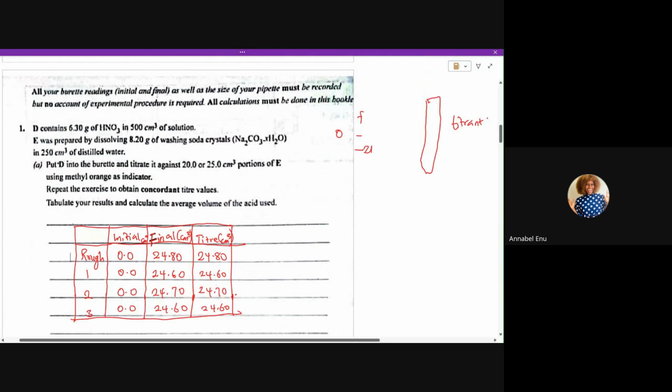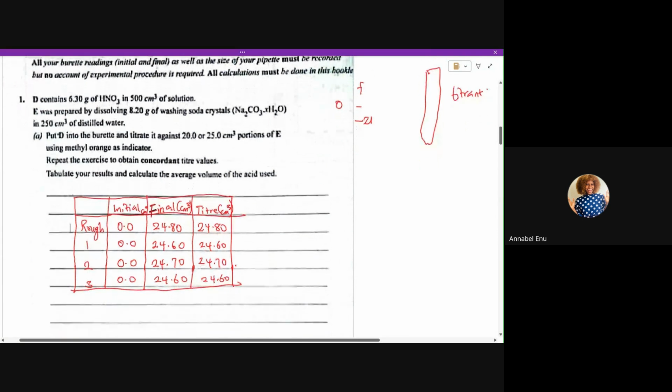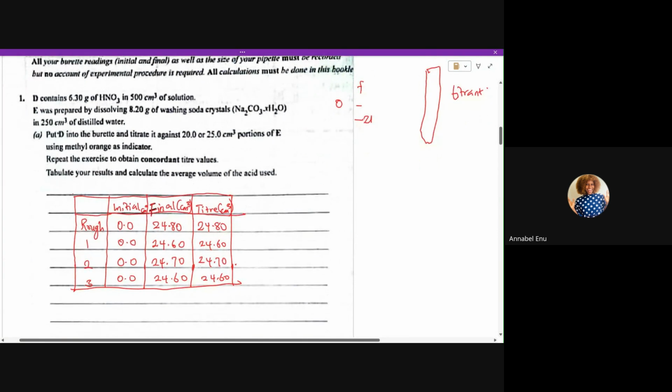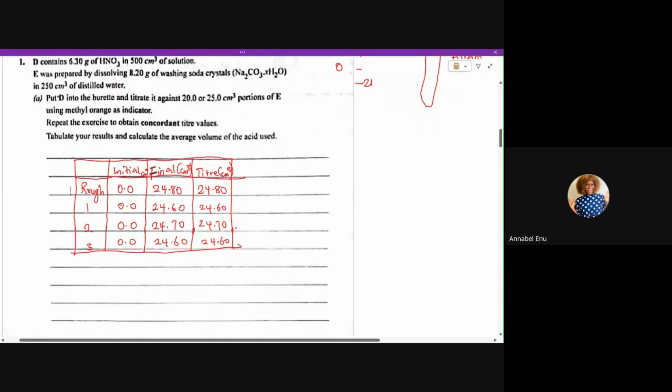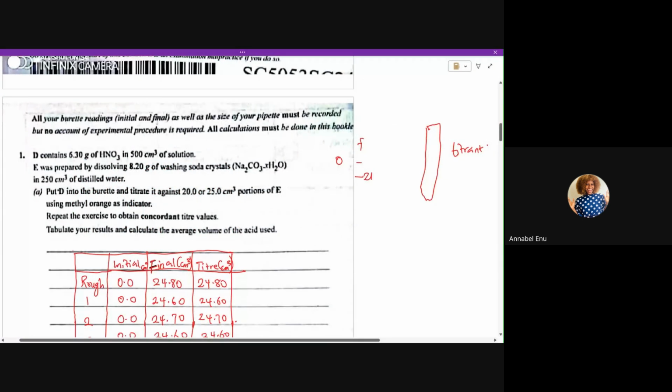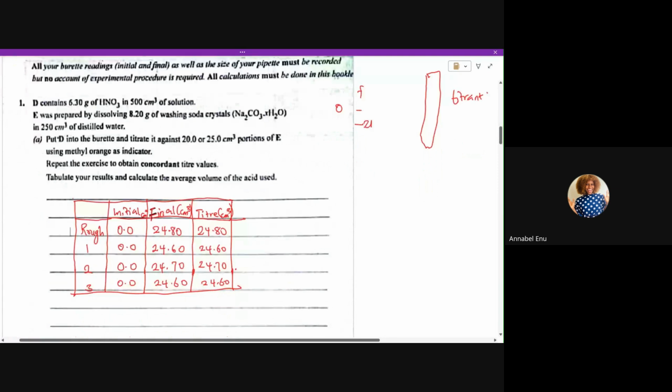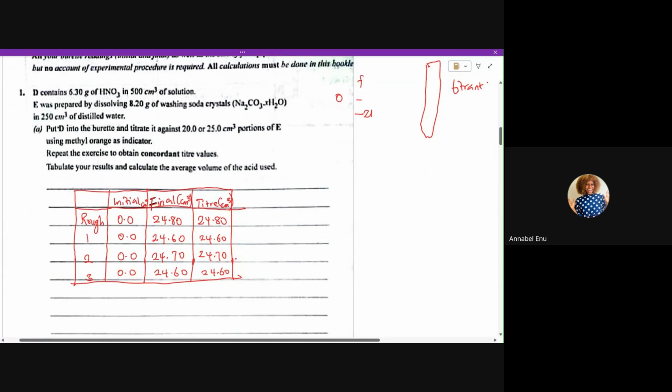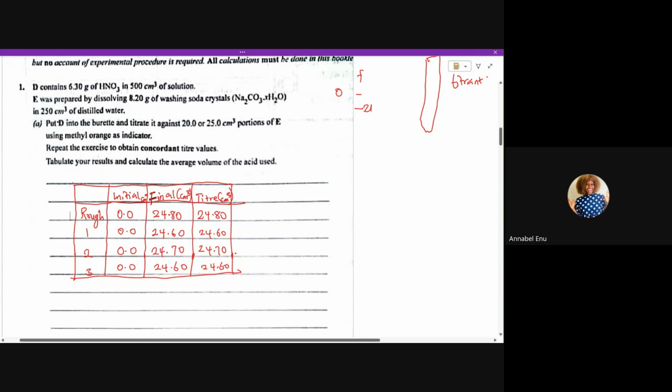Okay, so what I wanted to say before: all burette readings, initial values as well as the size of your pipette, must be recorded. Okay, so ensure you have information of this written, but no account of experimental procedure is required. Okay, so if they said put D into burette and titrate, so they are pipettes.